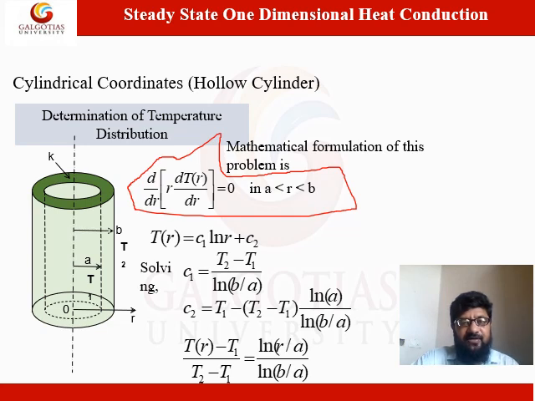And r varies from a to b, where r is the radius, so the internal radius is a and the external radius is b. Similarly, solving by integrating twice with respect to r, we will get the radial temperature distribution as this. Using the boundary conditions, which are known at r equal to a and r equal to b, we will get the values of C1 and C2. So the formula for the temperature distribution will become like this.